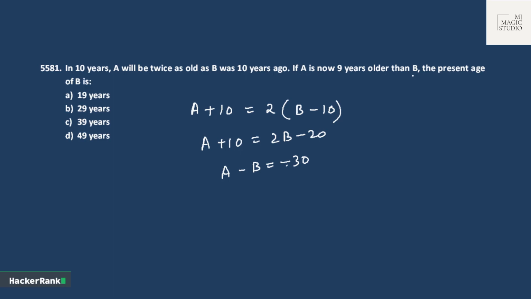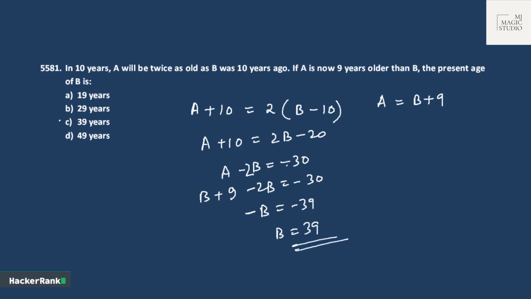If A is now 9 years older than B, A is B plus 9. So B plus 9 is A. Sorry, this is 2B, A minus 2B. So A is B plus 9 minus 2B is minus 30, minus B is minus 39. B is 39. The present age of B is 39 years. Option C is the pick.